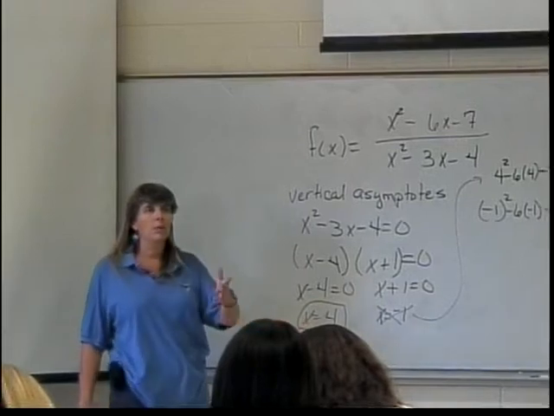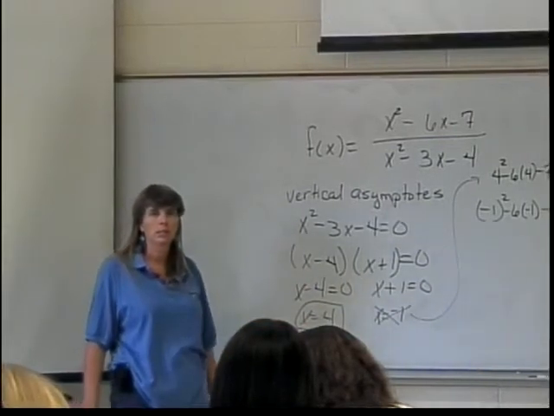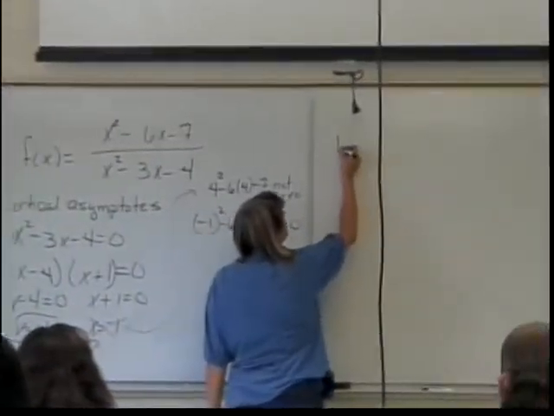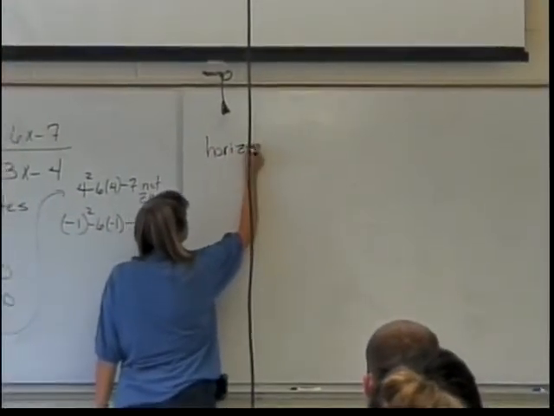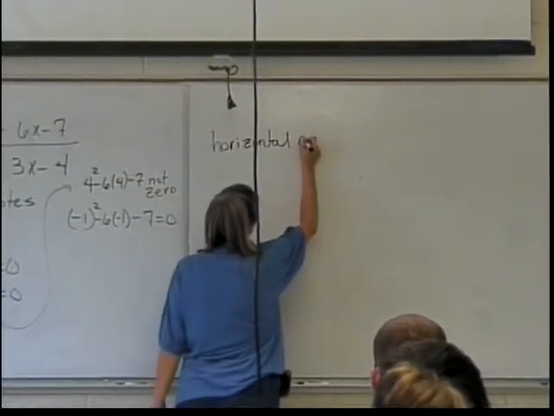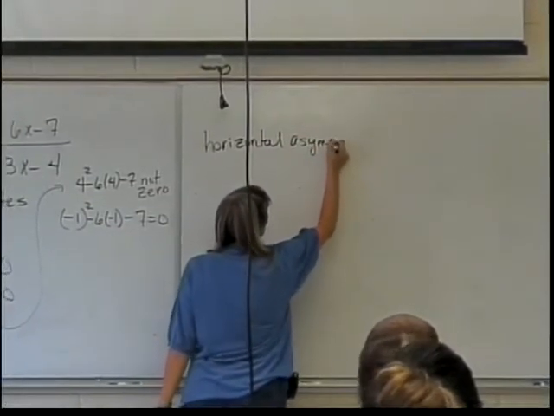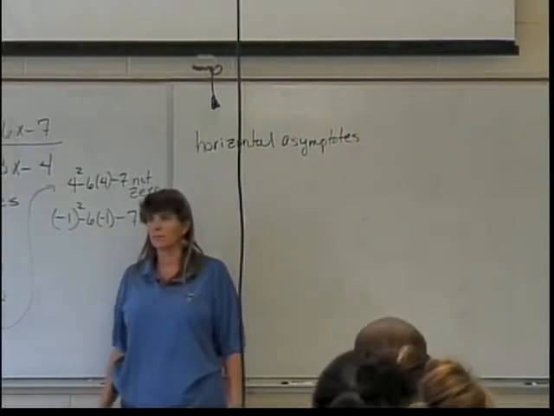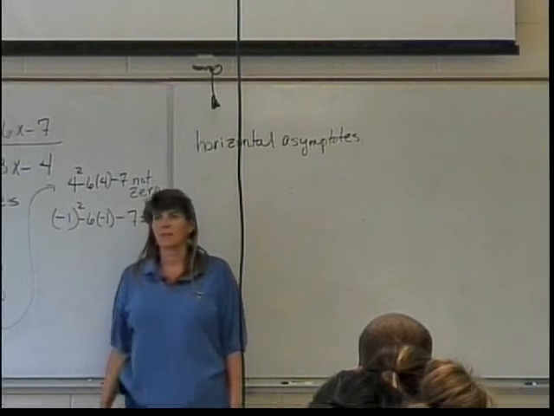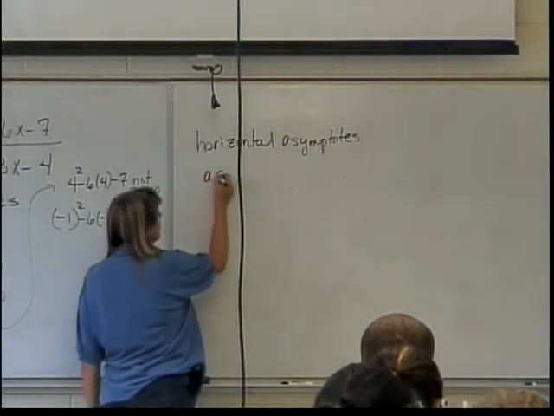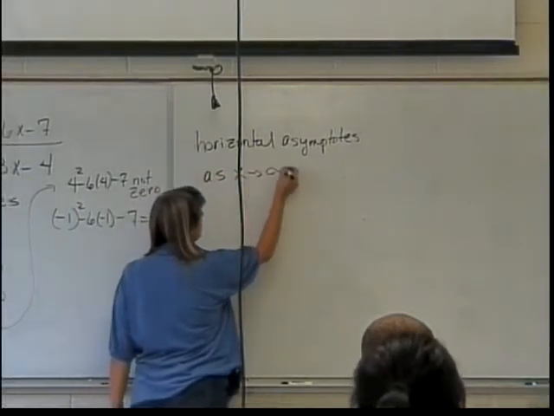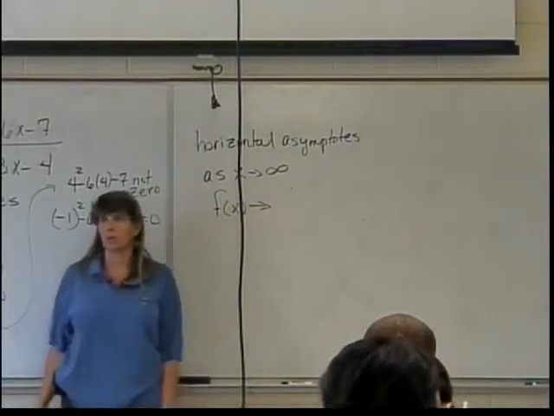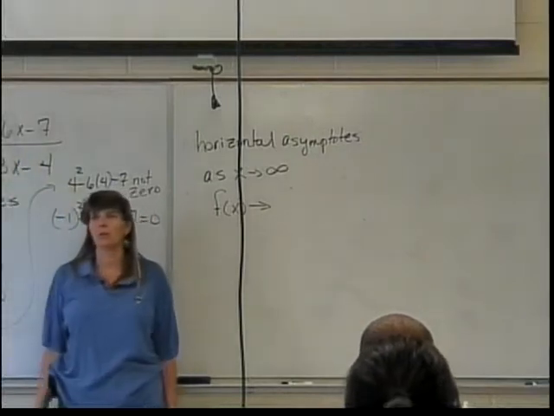All right, so now we've got that. What do we do next? It's horizontal asymptotes, isn't it? How do I find a horizontal asymptote? It has to do with x's. As x goes to infinity, what happens to my function? Well, only the big stuff is important. What's the big stuff up here?